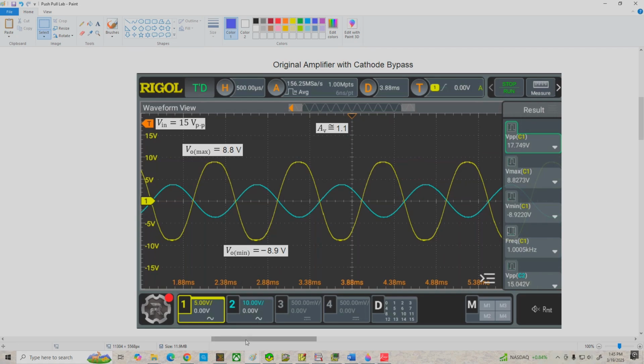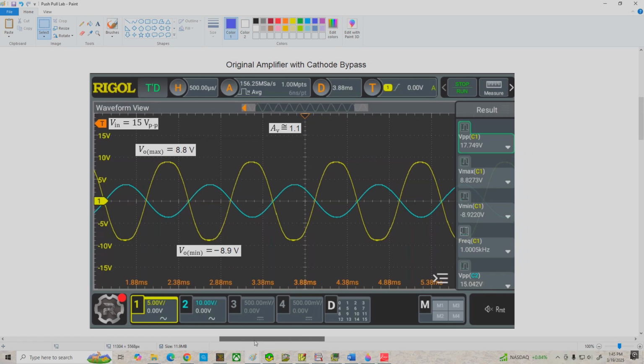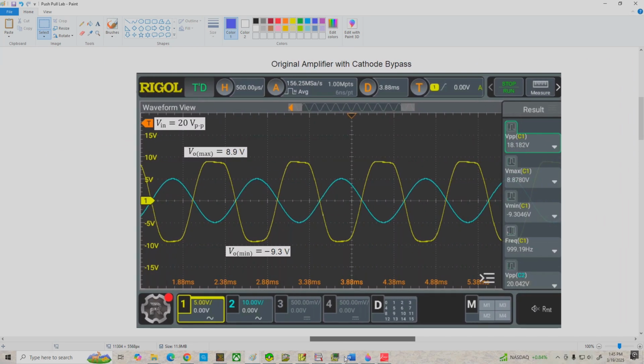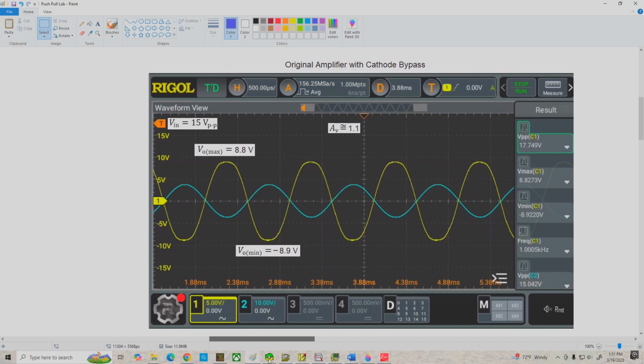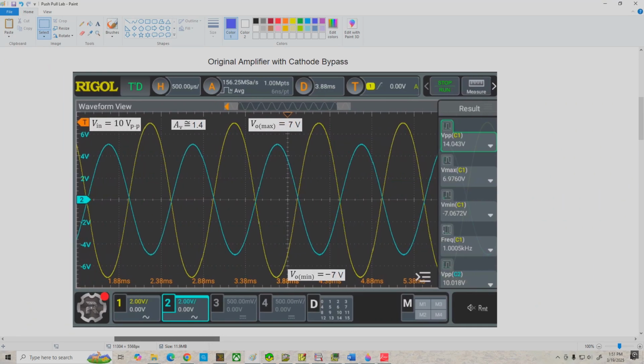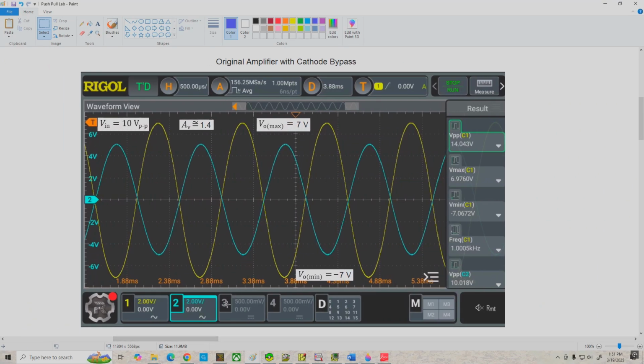And if we take it a little bit further and really overdrive it with 20 volts peak to peak, we can see we're getting pretty decent hard clipping, and our maximum output is 18 volts peak to peak. VO max is 8.9, VO min negative 9.3, so we do have a bit more asymmetry and nonlinear distortion going on. Now let's go on over and look at our response with 10 volts peak to peak applied.